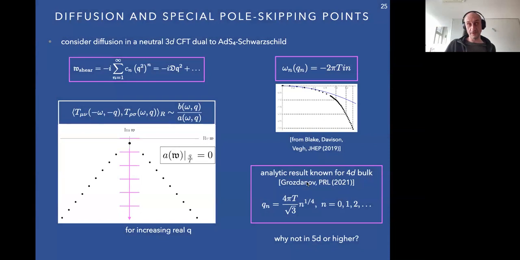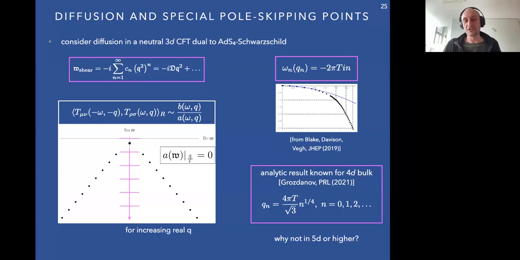So CFT3, ADS4, you can find the sequence analytically, okay? So the QNs can be found analytically. It's very simple. QN, where the mode passes through the Matsubara frequencies, goes as n to the 1/4, okay? And then the natural question was, okay, fine, this function goes through an infinite sequence of points. Is this enough to reconstruct the function? And if it is, then once you know the hydro function, you can also reconstruct the rest.